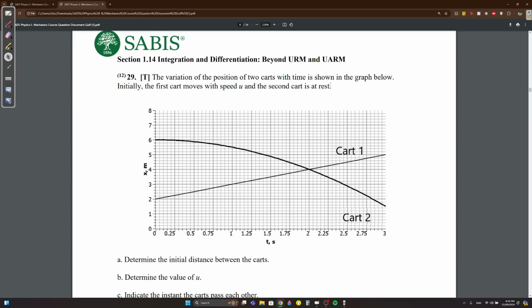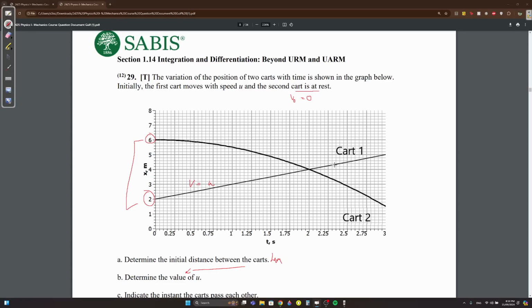The variation of the position of two carts with the same time is shown below. Initially, the first cart moved with speed u, so cart 1 has this speed u. The second cart starts from rest, so for the second cart, u equals 0. Or let's say I'm going to call it v0 because here we used u as something else. Determine the initial distance between the carts. I think a 12-year-old can do this. 6 minus 2, 4 meters.